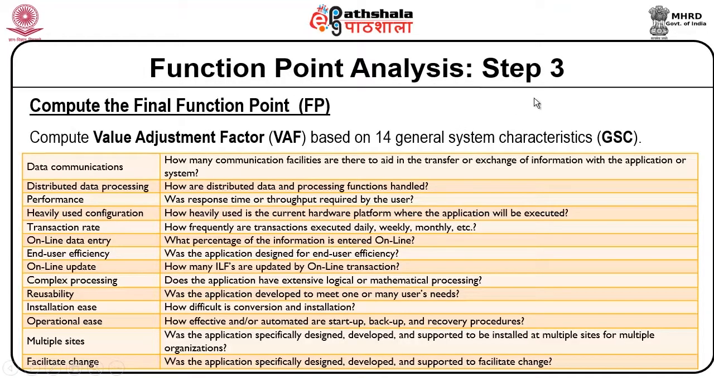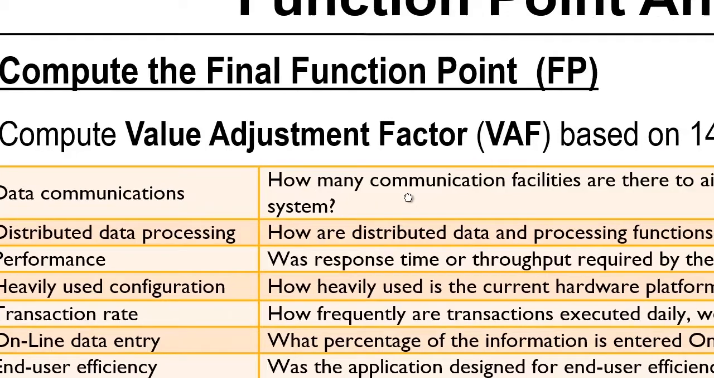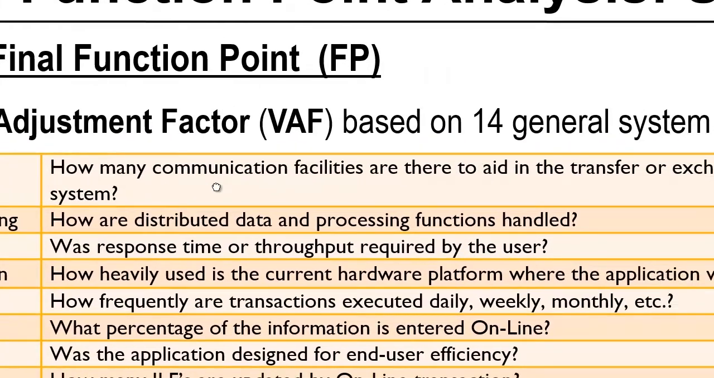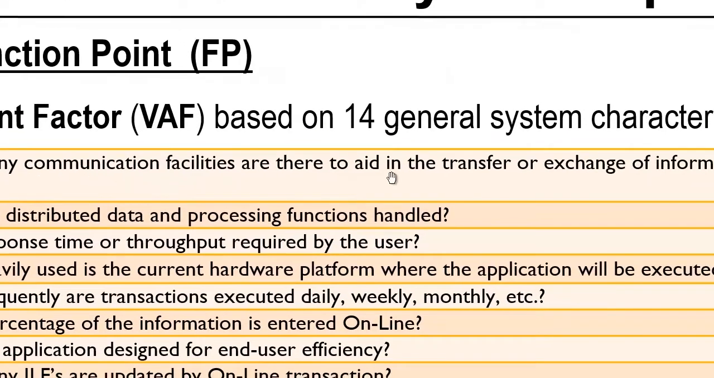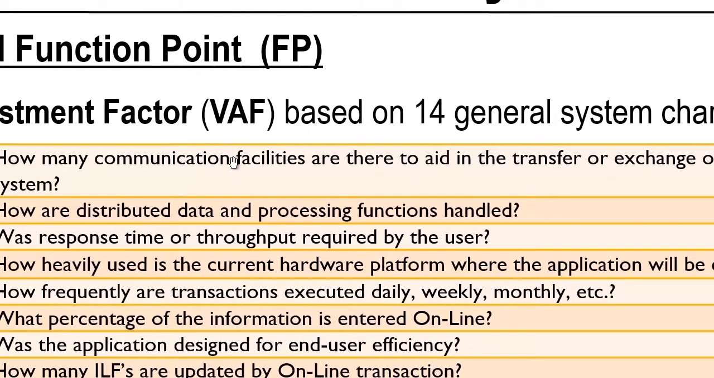Function point analysis, step 3: compute the final function point. Compute the value adjustment factor based on 14 general system characteristics. Data communications: how many communication facilities are there to aid in the transfer or exchange of information with the application or system.